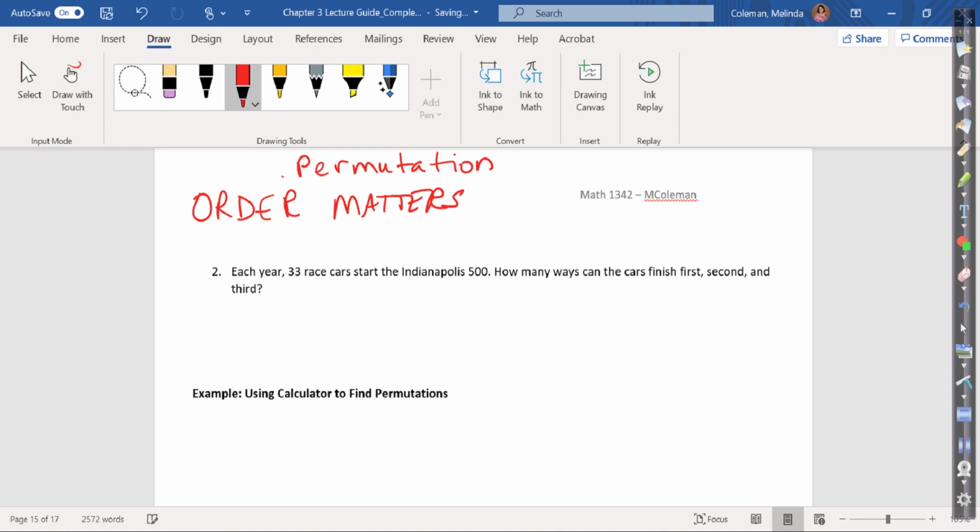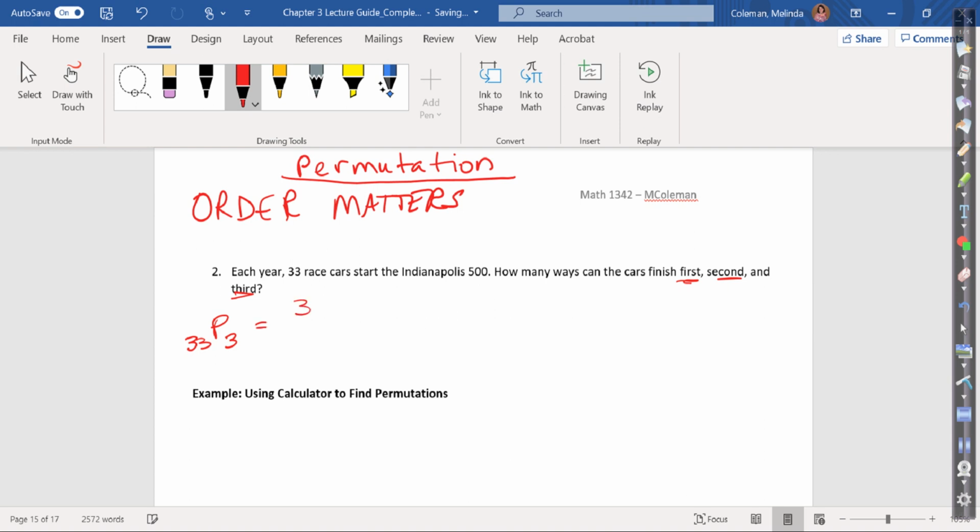And if you're not sure whether order matters, then think about this. In this case, it's really easy to think about, because if you're talking about first, second, and third, do you think there's a monetary difference between first, second, and third? You think it matters if you finished first versus third? Well, you better believe it matters. So order definitely matters. So this would be permutation, 33 race cars. The only thing we're interested in is the first 3 positions. So taken 3 at a time.